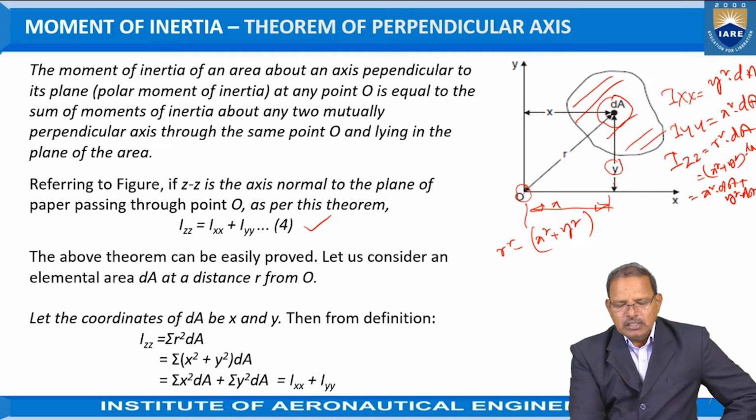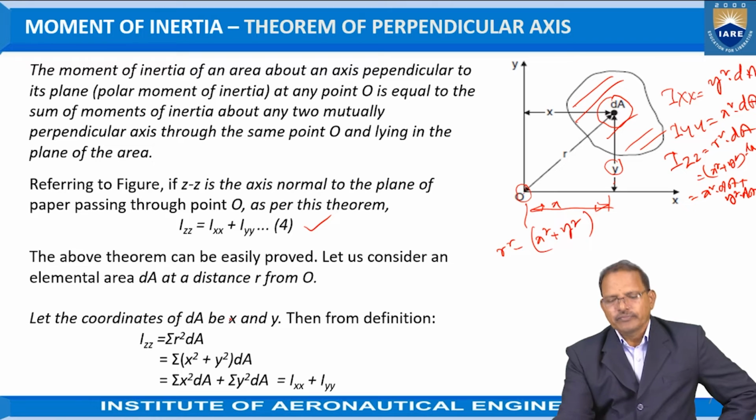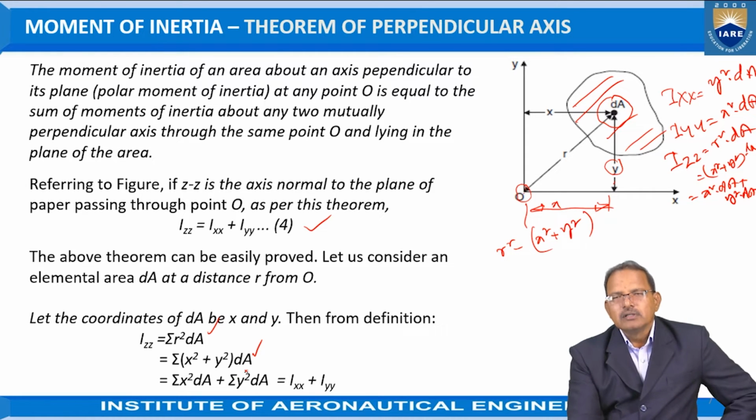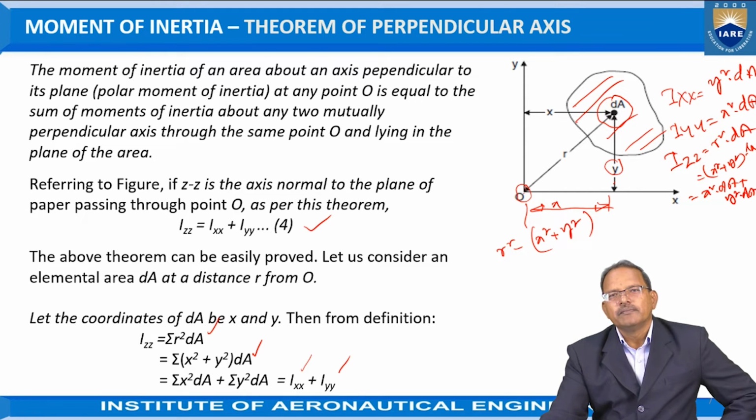It can be proved as follows. Already I told Iz is equal to r square dA. The moment of inertia possessed by the entire area is given by sigma of r square dA. r square is equal to x square plus y square, already we wrote. Sigma is common, hence it can be written as sigma x square dA plus sigma y square dA, which is equal to Ix plus Iy. This equation represents the theorem of perpendicular axis.